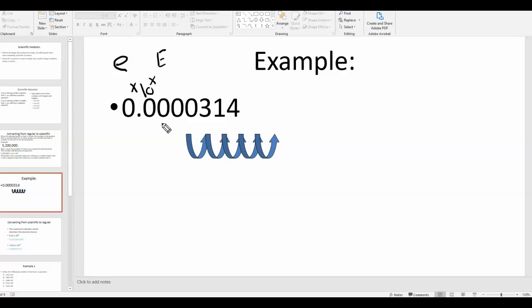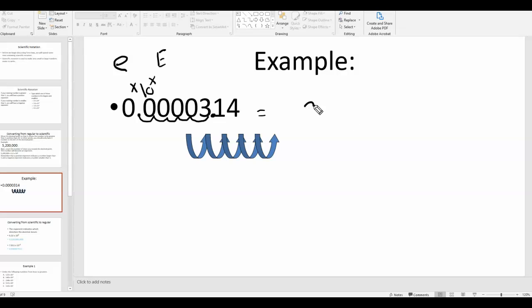Let me explain what this means. Let's say we have this number and we want to convert this to scientific notation. We know that the decimal place needs to end up so that we only have one number to the left of the decimal. So we have all these zeros. If we want one number to the left of the decimal, we want the decimal to end up right here. So let's count how many spaces that is. Here's where the decimal is. That's 1, 2, 3, 4, 5.